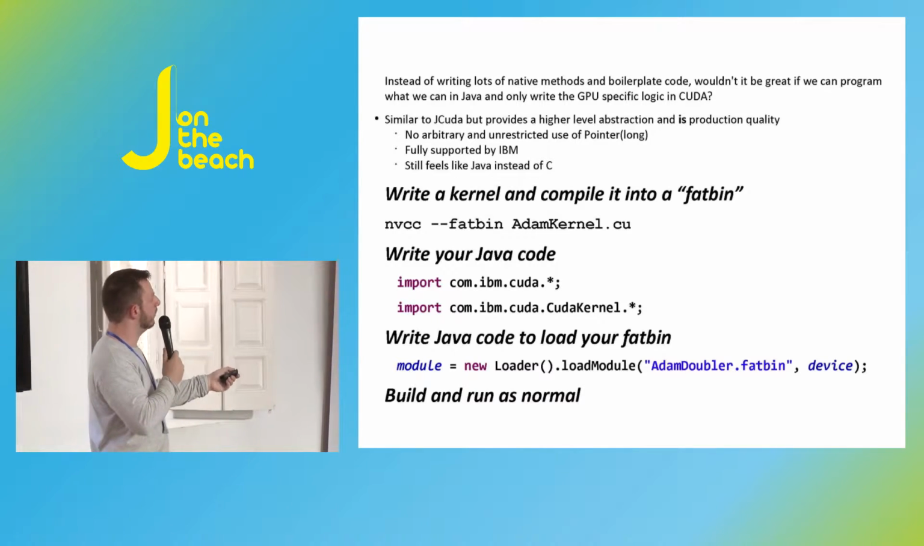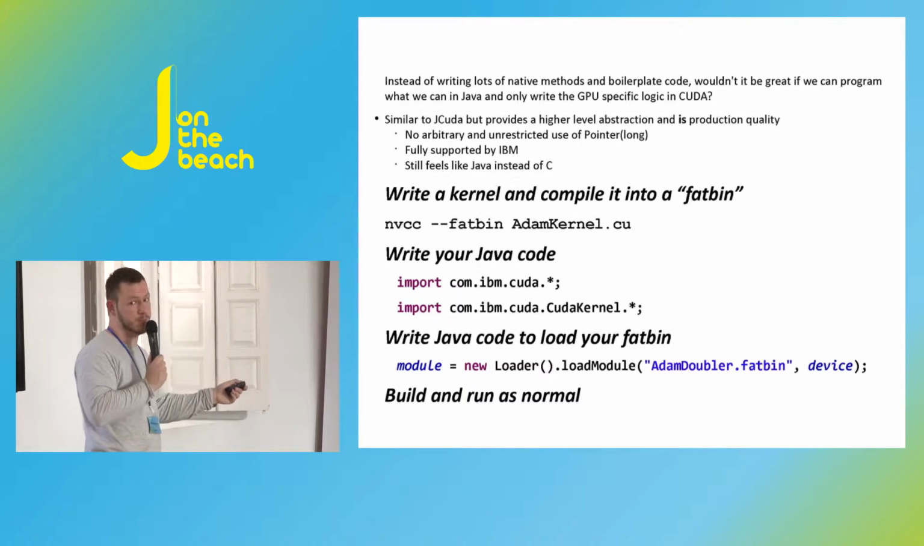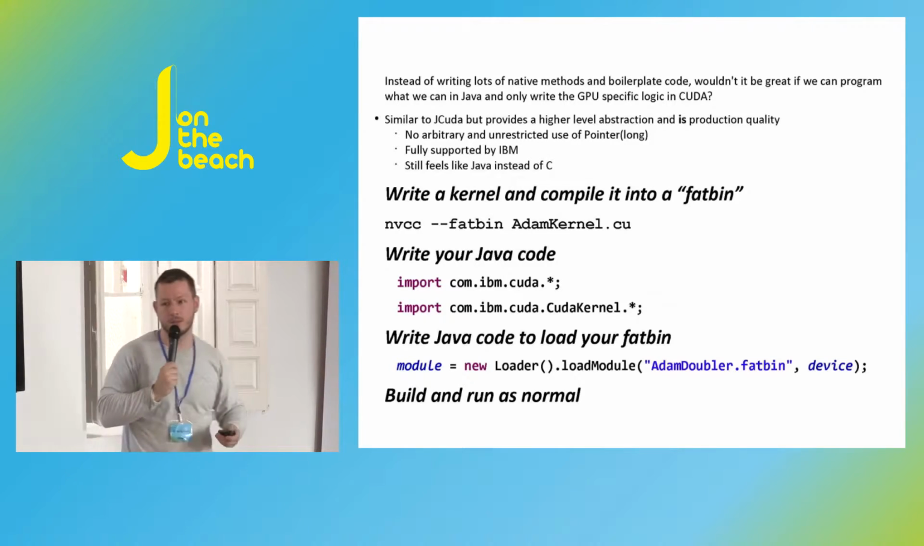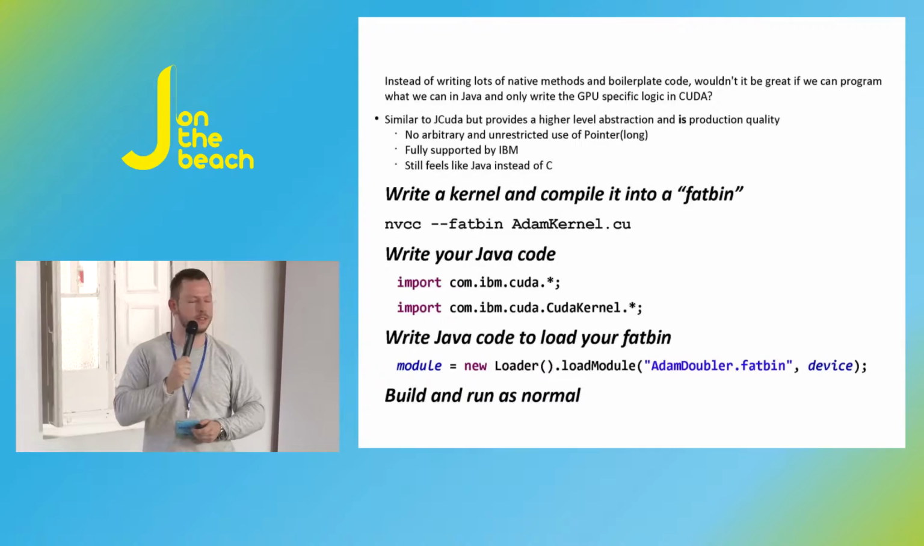You write a kernel, that's our GPU function, remember? We save it as a text file, and we compile that with this option. A fatbin is just a fat binary file.